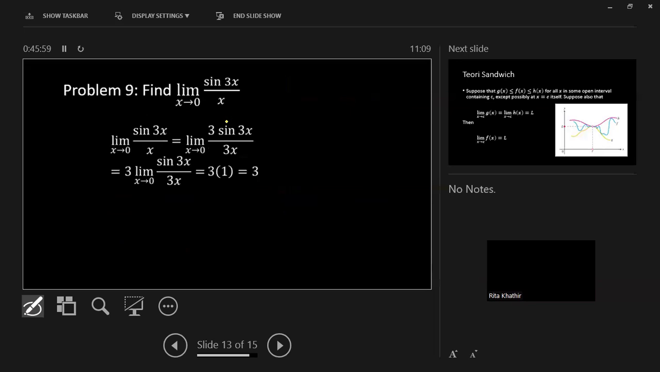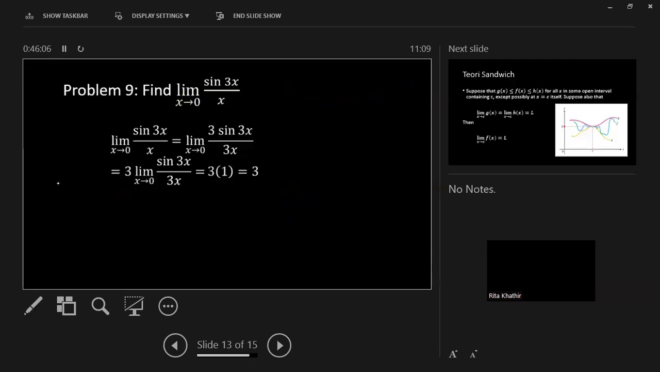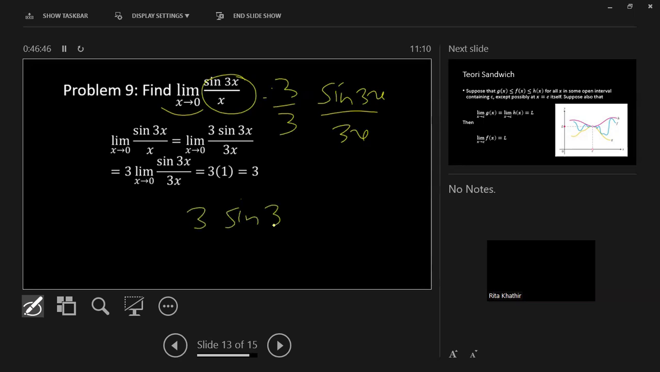Now, problem 9. Find the limit as x approaches 0 of the function sine of 3x over x. What is your target here? To have sine 3x over 3x. So what can we do? Multiply by what? Yes, 3 over 3. And then you will have 3 sine 3x over 3x. Very easy.